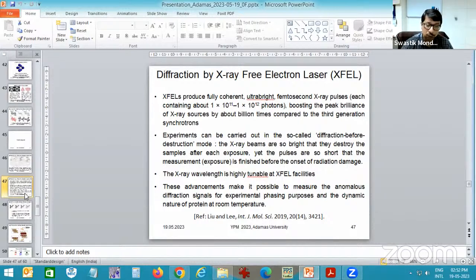So the sample that you will put for the experiment will be destroyed for sure, because these are so intense peak X-rays. But you don't need to put all your sample for this experiment.